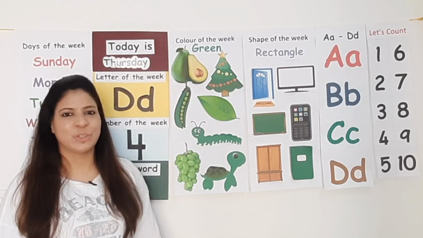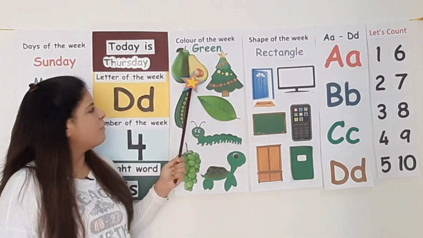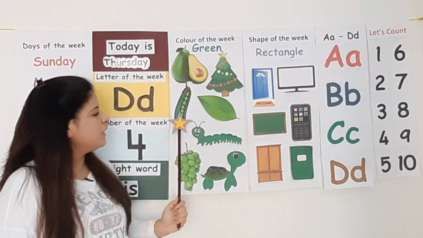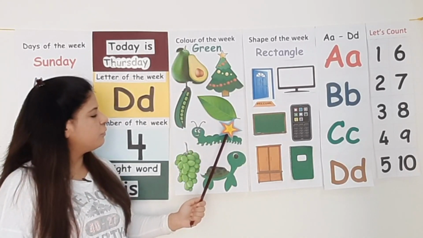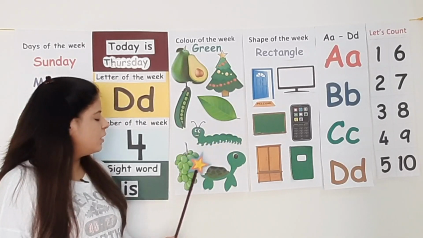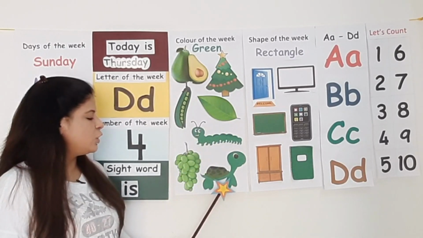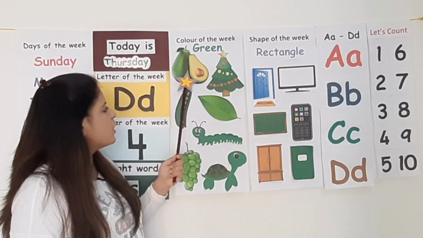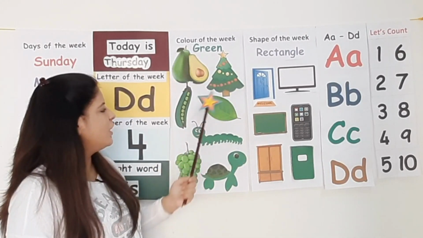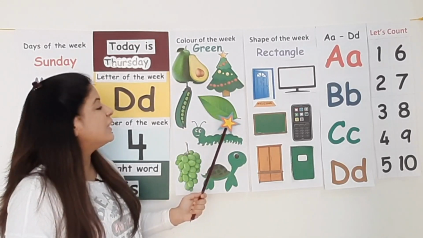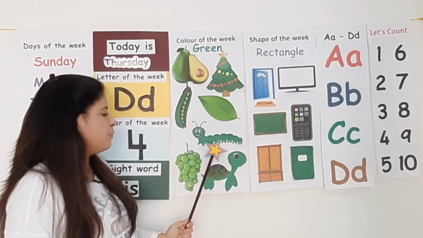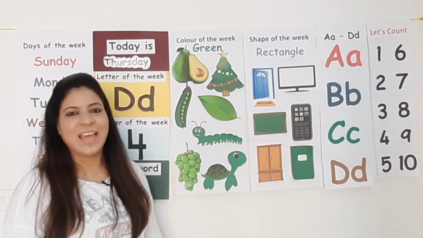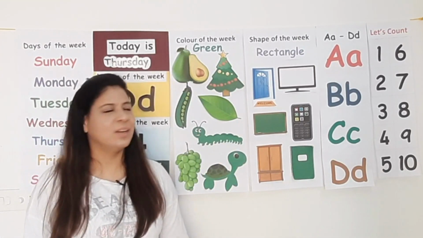Now let's see the pictures. Green avocado, green Christmas tree, green peas, green leaf, green caterpillar, green grapes, green tortoise. Now say along with me. Green avocado, green Christmas tree, green peas, green leaf, green caterpillar, green grapes, green tortoise. Well done.